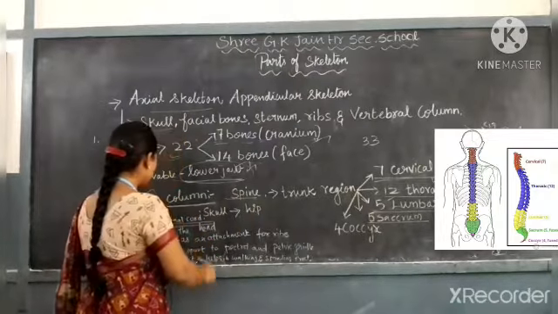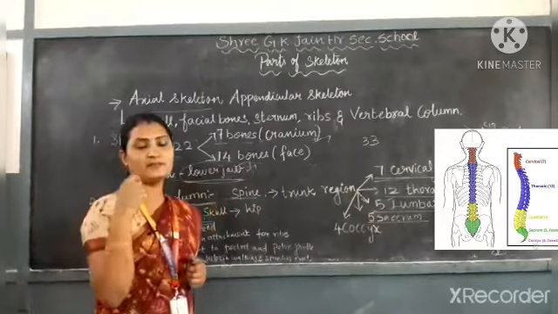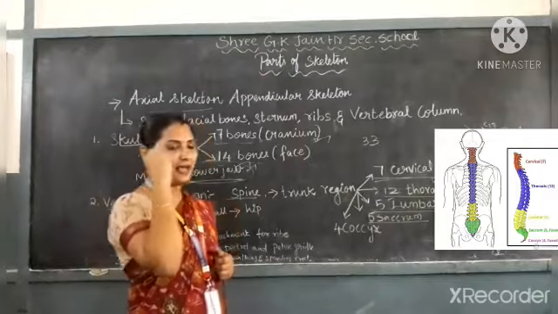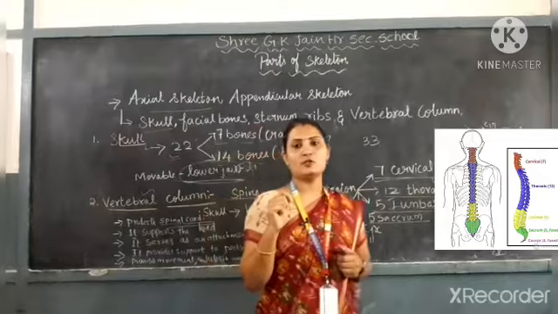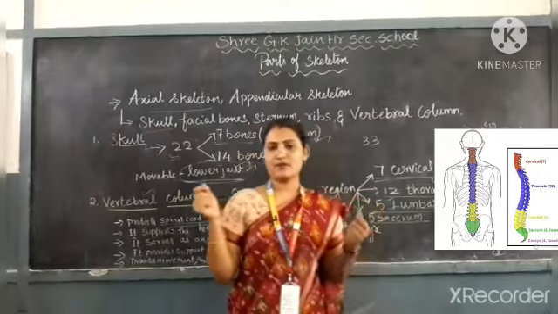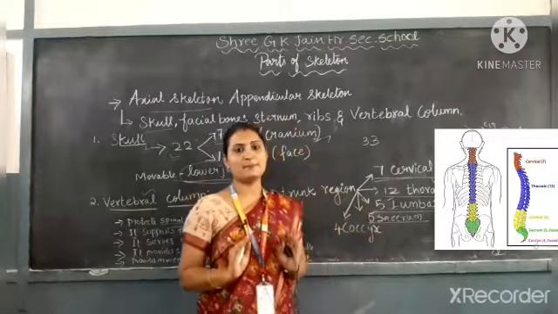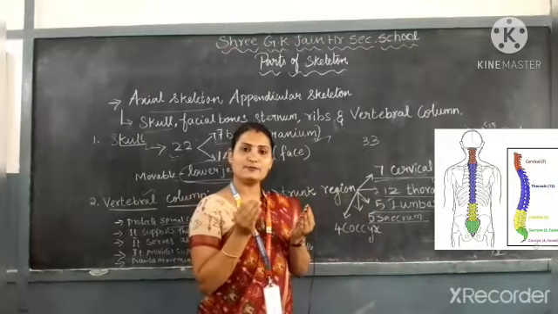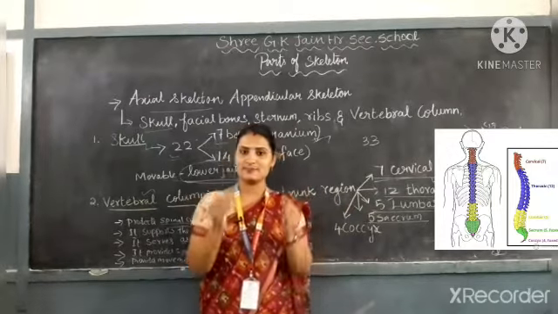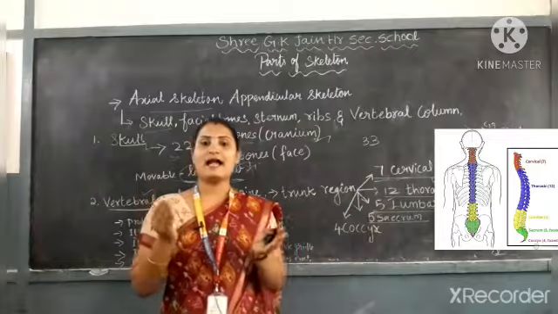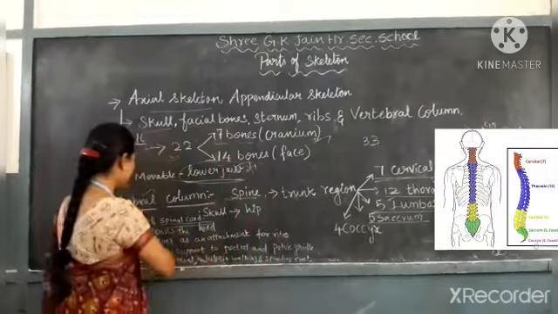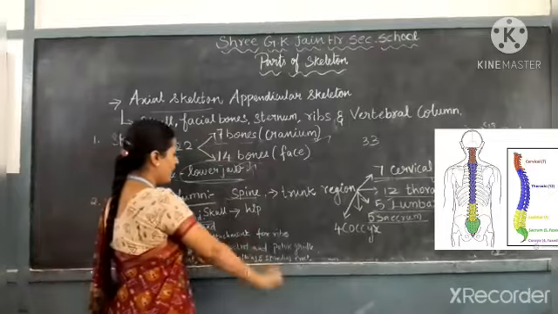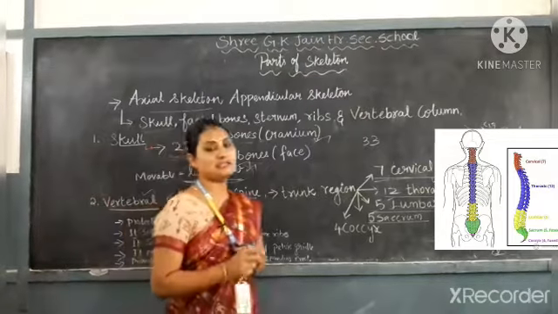The next one is that it supports the head. It provides support to the head, and it serves as an attachment for the ribs. As we already know, the ribs form the rib cage. How is it formed? Because the ribs are attached to the backbone, and it provides support to the pectoral and pelvic girdle.